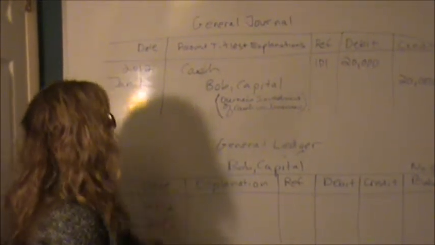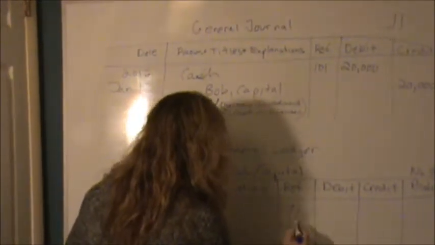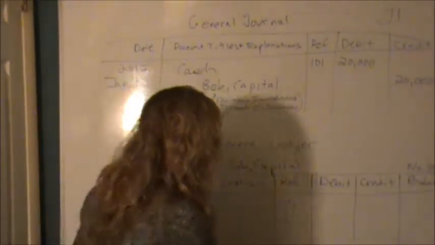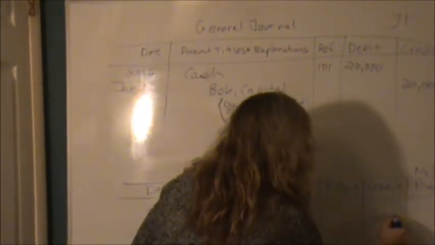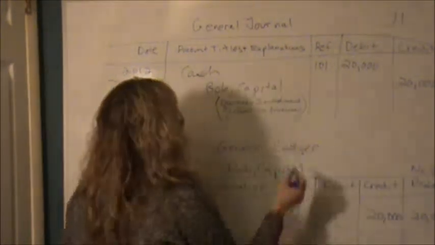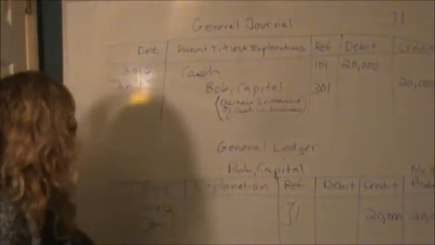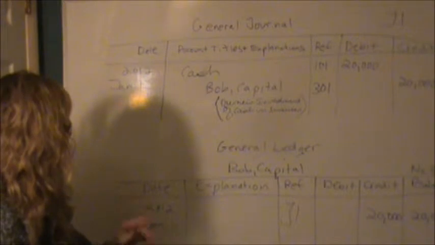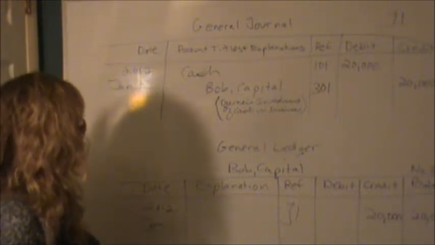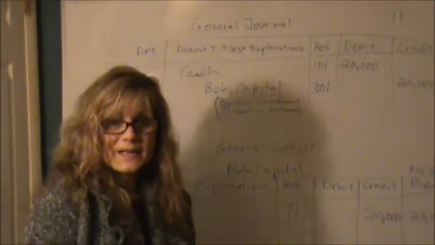So our reference, again, should be J1. Our reference is J1, right? And in this case, Bob Capital, we have a credit, right? So we have a credit of $20,000. Our balance is $20,000. And then we're going to go ahead and reference that ledger account number in that page of the general journal. So we're going to go on now to our next item.